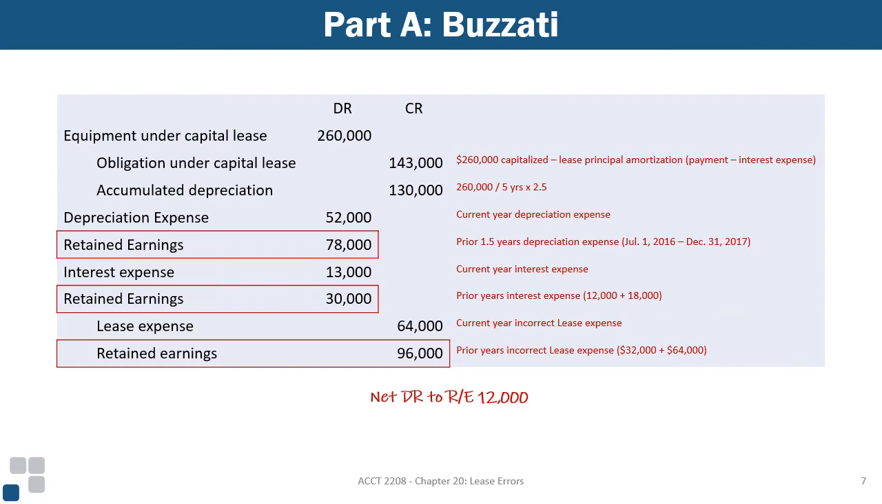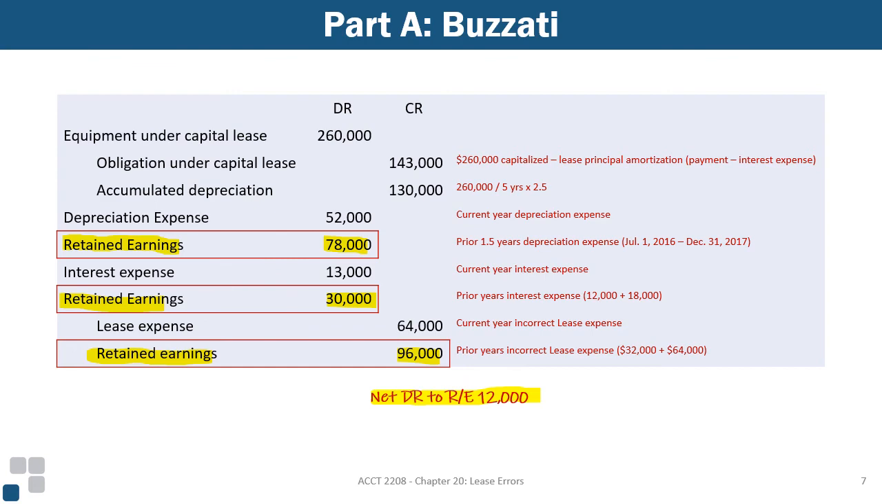So we could actually have stopped there. There's nothing wrong with having a series of amounts to retained earnings, but some of us like our accounts a little cleaner. So instead of having retained earnings debited twice and credited once, we have a net. If we take the debits minus the credits, 78 plus 30 minus 96 is a net debit of $12,000.